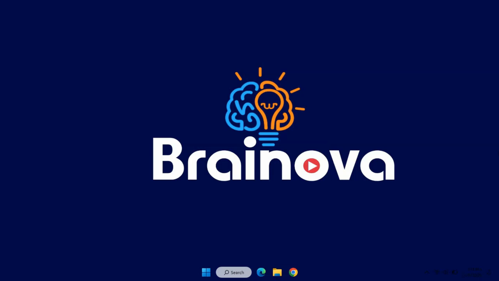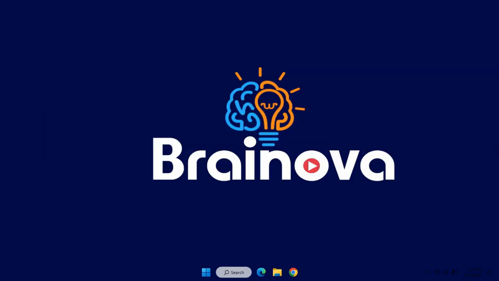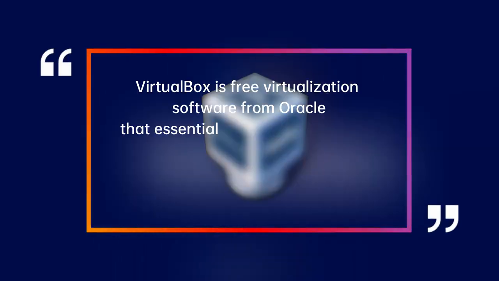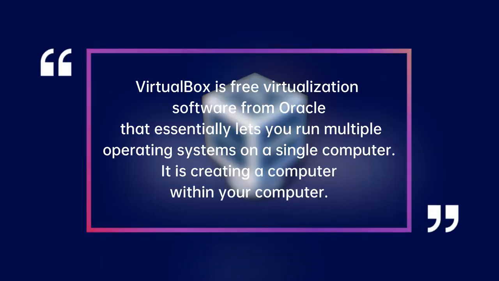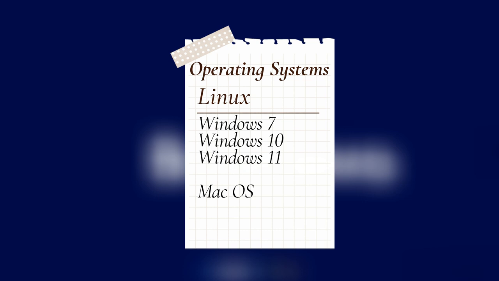In this tutorial, I'm going to walk you through downloading and installing VirtualBox on Windows 10 or 11. But first, let me quickly explain what VirtualBox is and why you might want it. VirtualBox is free virtualization software from Oracle that essentially lets you run multiple operating systems on a single computer. Think of it as creating a computer within your computer. You can experiment with Linux, test older versions of Windows, or even try macOS, all without touching your main system or needing a second machine.